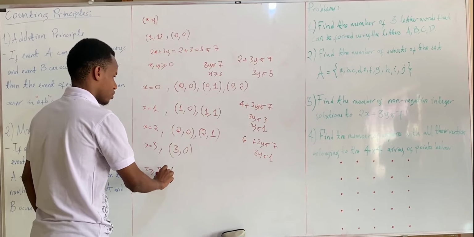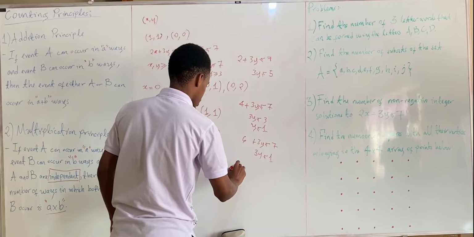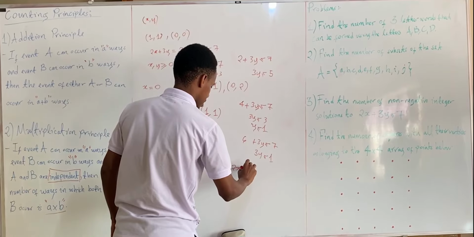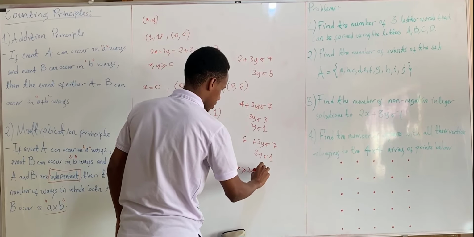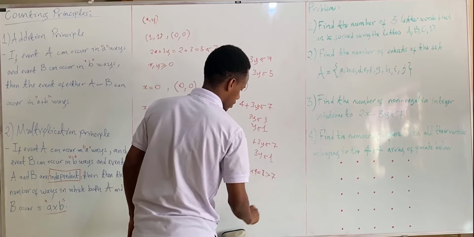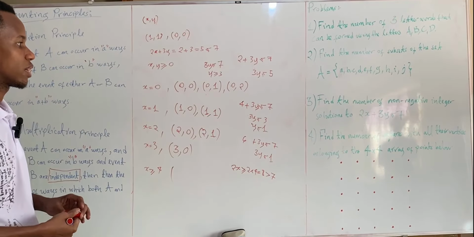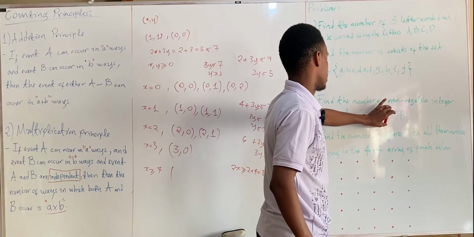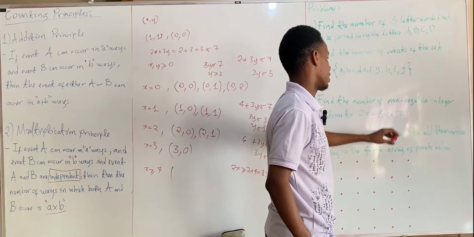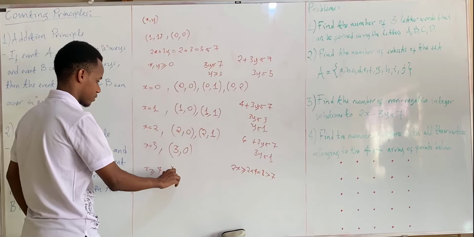Now for x greater than or equal to 4, if x is at least 4 here, you can see that 2 times x will be at least 2 times 4, which is 8, and 8 is greater than 7. So at this point, x cannot be 4, right? Cannot be 4 or 5 or 6, because as long as x is at least 4 and y is non-negative, then this term here will be obviously greater than 7. So for x greater than or equal to 4, we have no solutions at all.